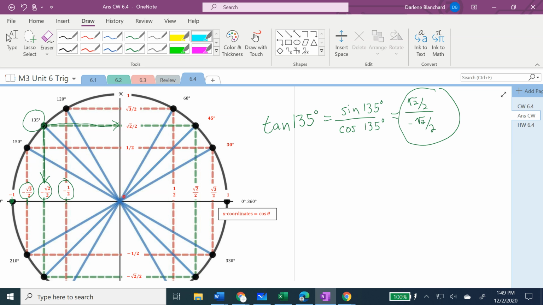Okay, I did. But this number, root 2 over 2, is being divided by negative, the same thing. So would it make it a negative 1? Yep.